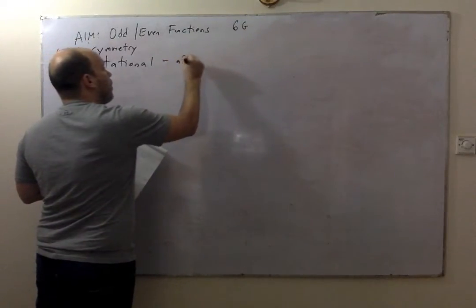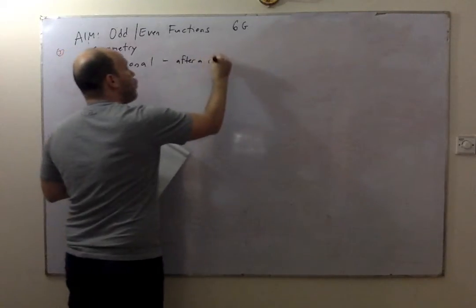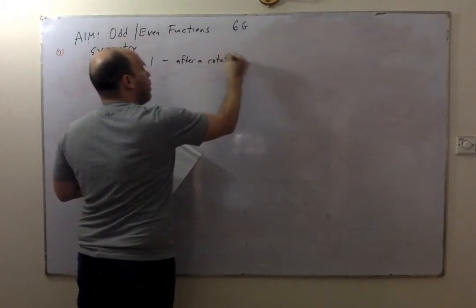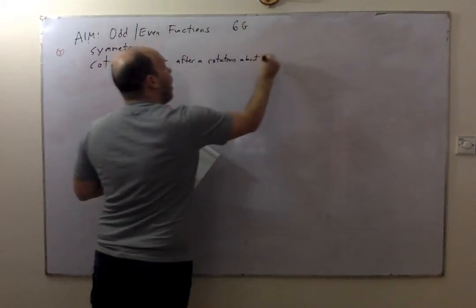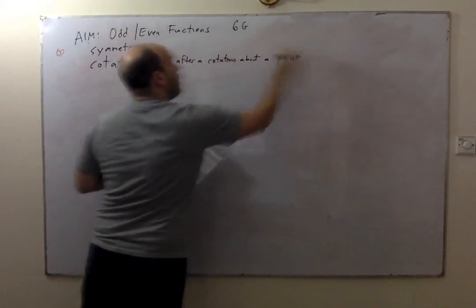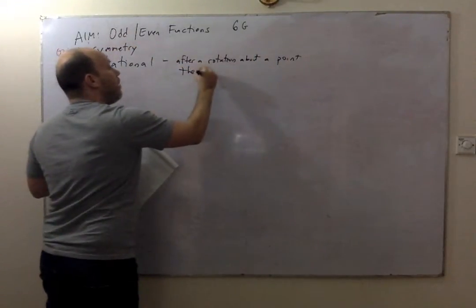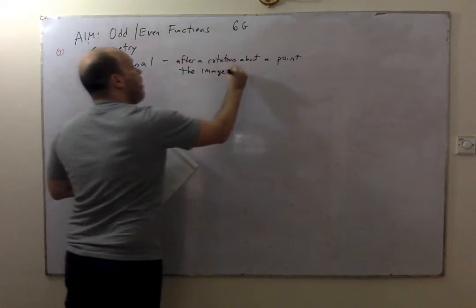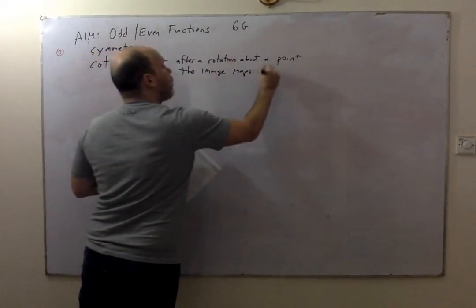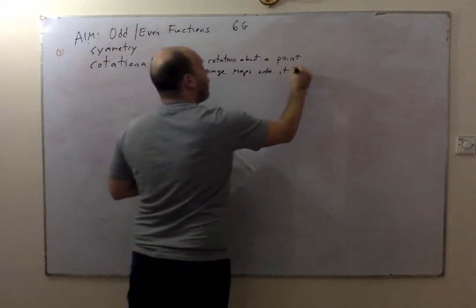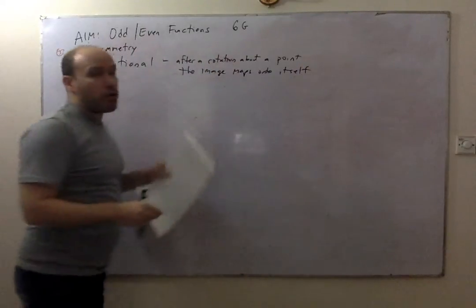After a rotation about a point, the image maps onto itself. That's the idea of rotational symmetry.